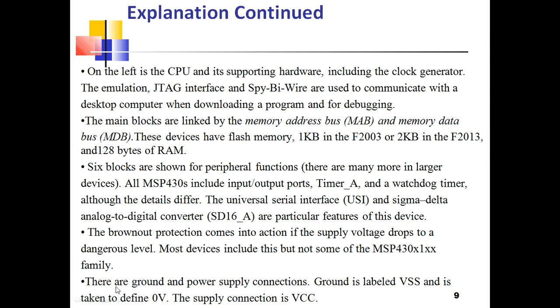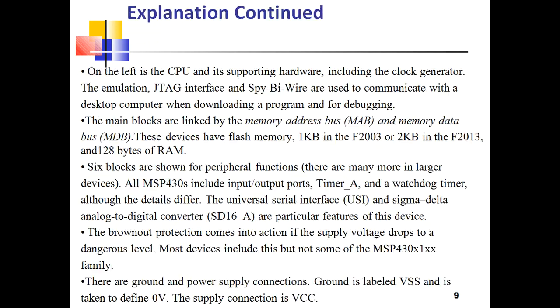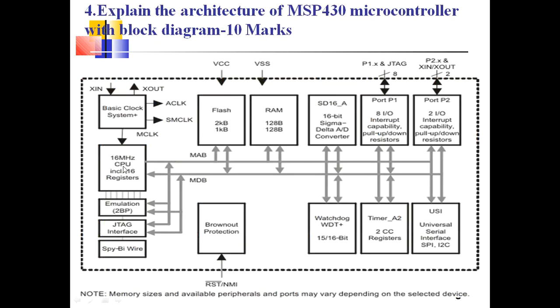Next one, you can see that it has a RISC architecture, so it gives a total of 27 instructions and 7 addressing modes, and it has orthogonal architecture, meaning you can use every instruction with every addressing mode. Full register access is available using the RISC architecture, including program counter register, status register and stack pointers. And it has single cycle register operations. That means it has a 16-bit register file which fetches the code from the memory and sends the 16-bit data to the memories. You can see here a 16-bit CPU including 16 registers.